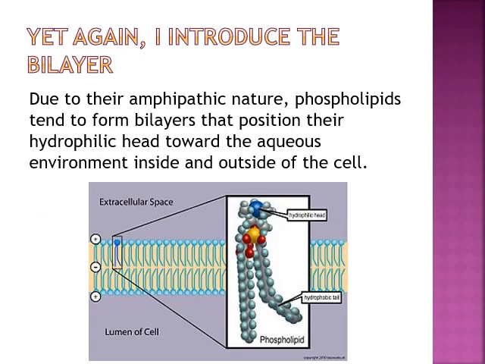So we have seen these phospholipids before. They are amphipathic. What does it mean to be amphipathic? It's got a polar section and a nonpolar section. These phospholipids in particular have a polar head and a nonpolar tail. That polar head is going to orient toward water, and the nonpolar tail is away from it. So one part of it's polar, one is not, and that is amphipathic.